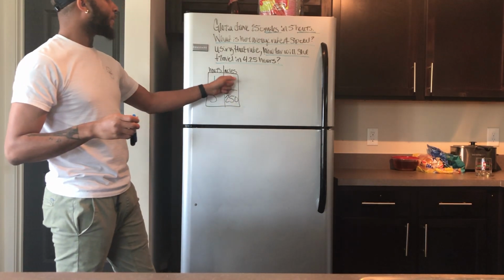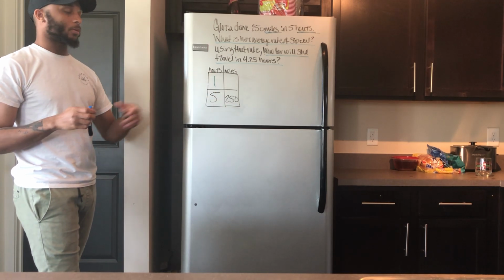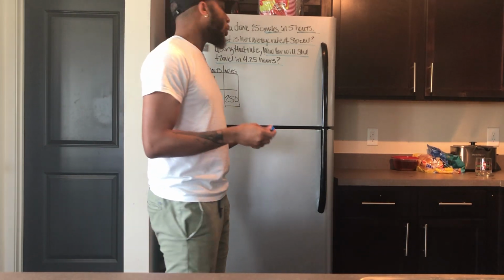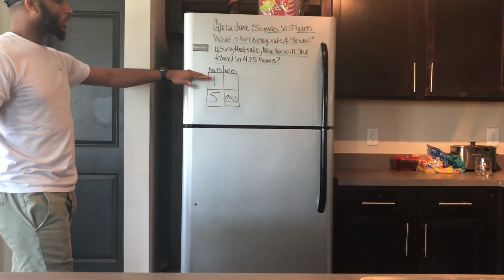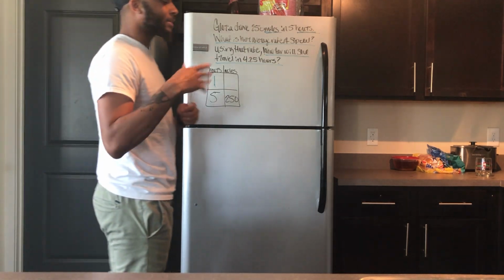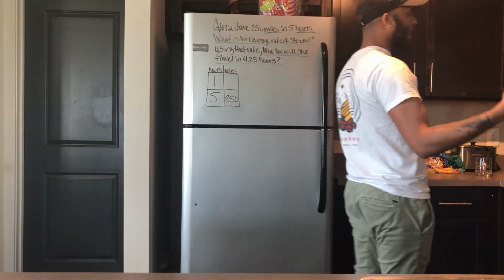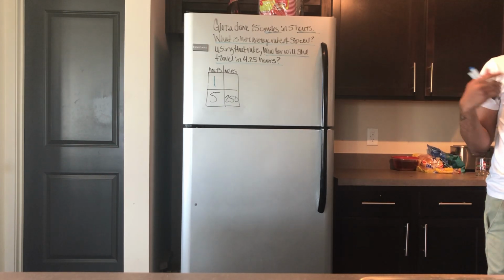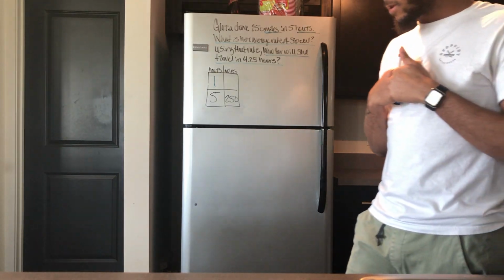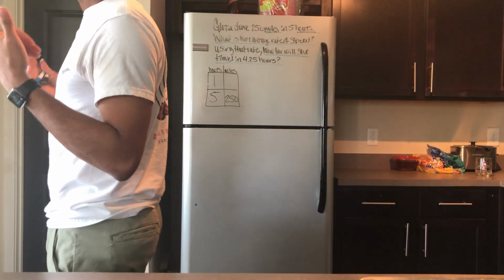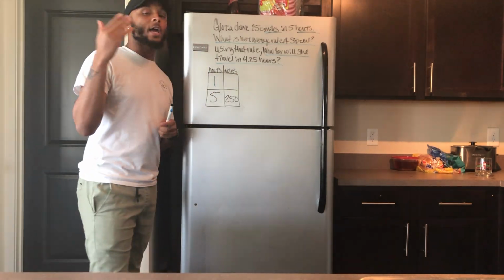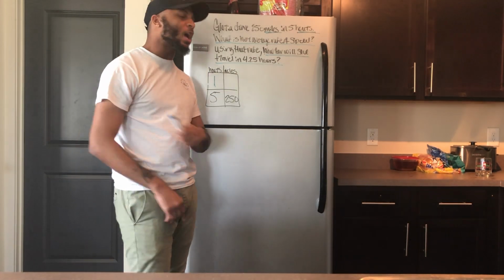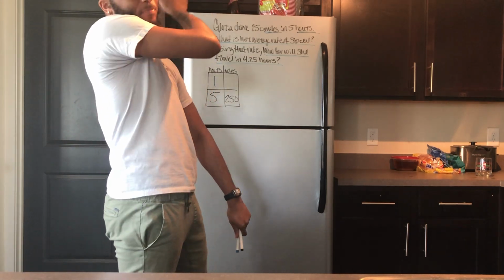Now, we want to know how many miles she can go in that 1 hour. So, how can we get from 5 to 1? Go ahead, take a second, think about it. I'm going to count down to 5, and we're going to say it together. 5, 4, 3, 2, and 1. If you said division, good job. Pat yourself on the back.